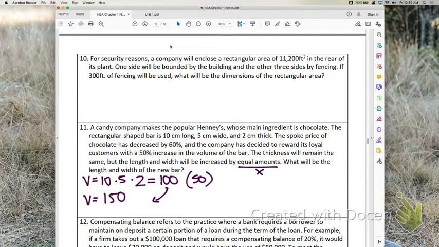So what they're trying to lead you to set up is this. Your new volume is 150. You are changing the length. It was 10, but we would like to increase it by some amount. We don't know what that is. So how do I show increase by some amount? Plus x. The width was 5. We would also like to increase that by the same amount. So plus x. The only one that's not changing is the thickness of that, so we're going to leave that at 2.